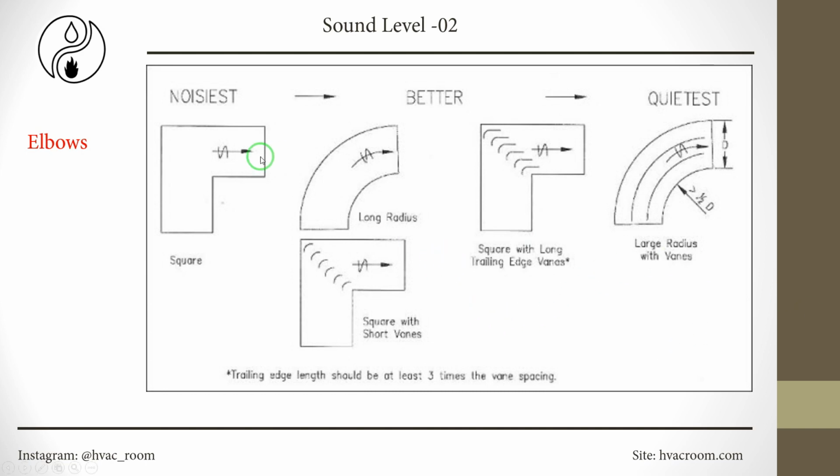Elbows are one of them. So you can see the poor design to the best from left to right. For the elbows, we're going to try to go with a full radius elbow, or if you want to go with wider elbows, you've got to install turning vanes. This one and this one can be noisy and also can increase the pressure drop of the system.